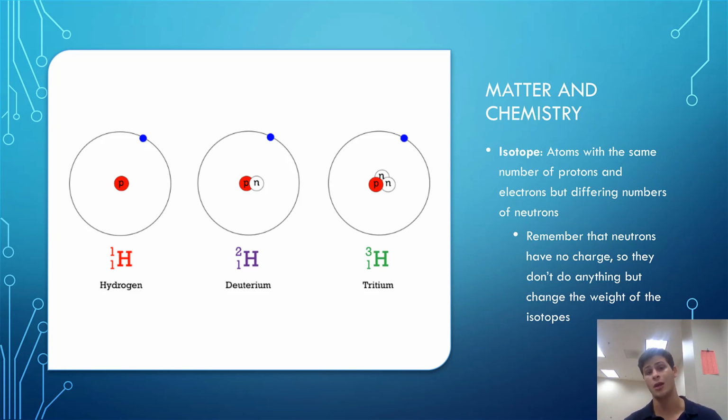Now, this doesn't actually change the properties of the atom. What it does is it changes the mass of the atom, and it tends to increase the density, basically how much mass per unit volume an element or a compound has. So if an element is composed of isotopes of an atom that have higher numbers of neutrons, that element tends to be more dense, but it fundamentally performs the same way when we look at how it reacts in chemical equations.